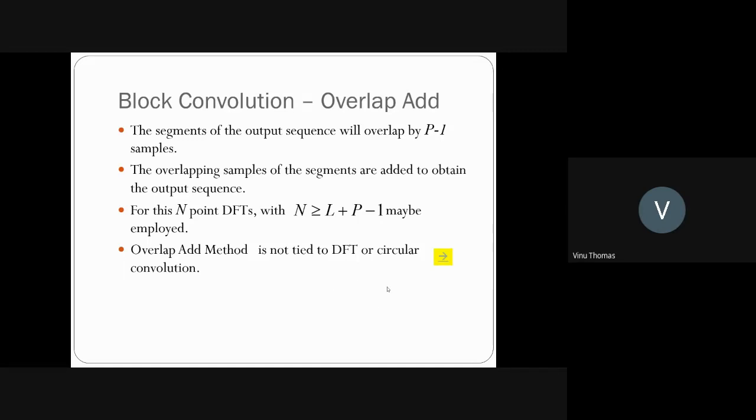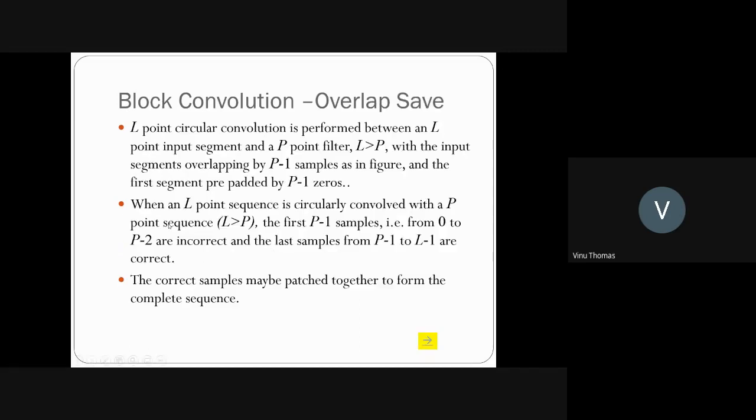Instead of doing an L plus P minus 1 point circular convolution, we will now attempt to do an L point circular convolution. That's also easily done, and that method is called overlap save. Later we will be able to find out why it is called overlap save. So here, you see that the first P minus 1 samples are incorrect.